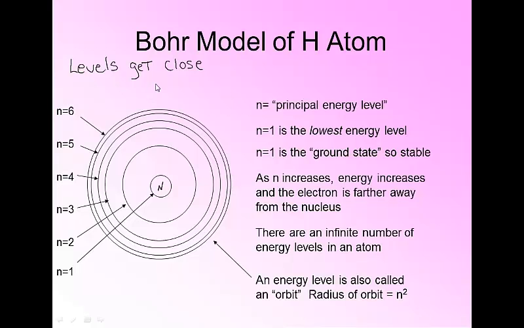It is the most stable. It's where the electrons belong. As n increases, as you get further from the nucleus, the energy increases and the electron is further from the nucleus. So the further away from the nucleus the electron is, the higher energy that electron has, which is unstable. The electron wants to be in that very first energy level and wants to have really low energy. Infinite number, so n goes to infinity.